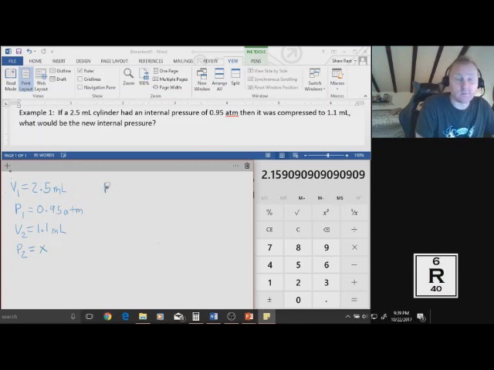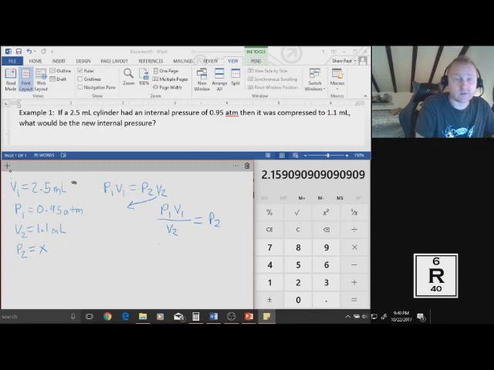Boyle's law says that the pressure times the volume in the first situation will be equal to the pressure times the volume in the second situation. Since we're solving for the second pressure, I'm going to cross multiply and take the second volume and slide it as a denominator here. So if I rearrange this equation, P1 V1 over V2 would equal P2, which is X. That's what we're solving for. So let's plug these values in.